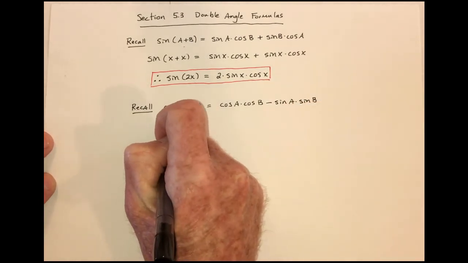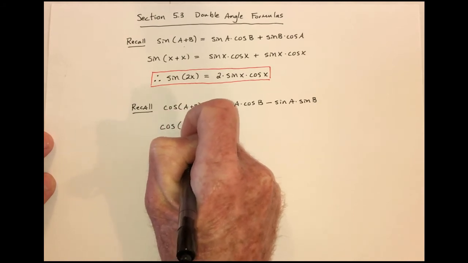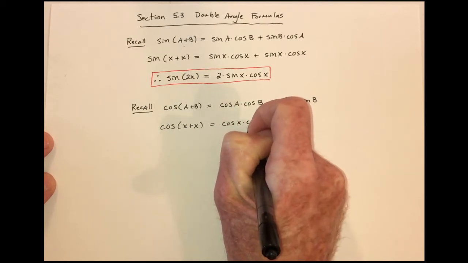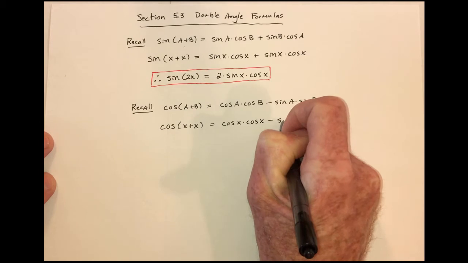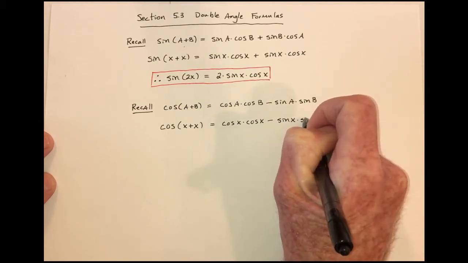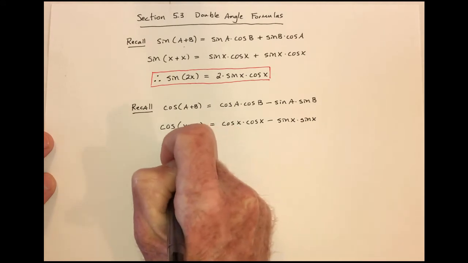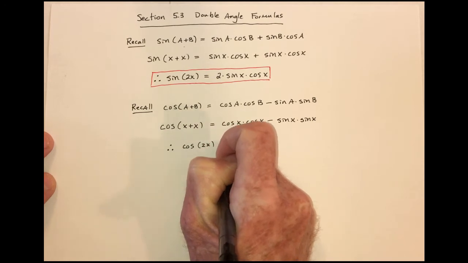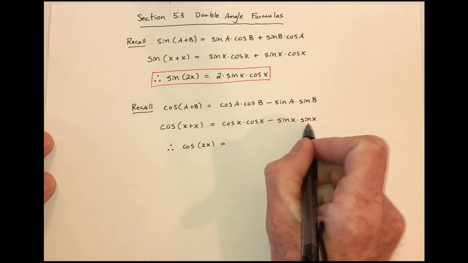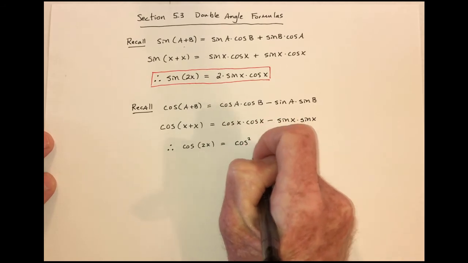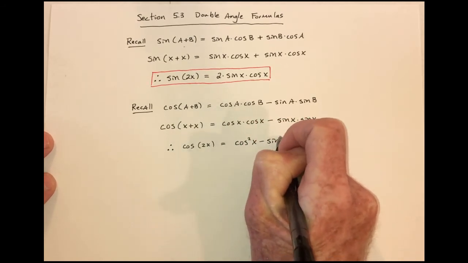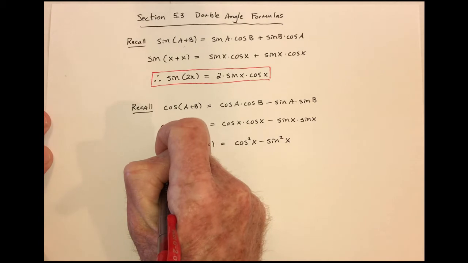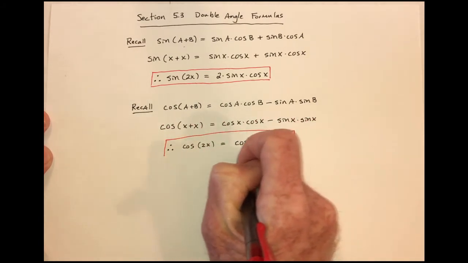Like the last one, now I'm going to plug in x and x. So cosine of x plus x is cosine of x and cosine of x minus sine of x and sine of x. So that means, conclusion, cosine of 2x is cosine squared minus sine squared. This one also is so important that you should add it to the 3x5 card. You do need to remember that one.